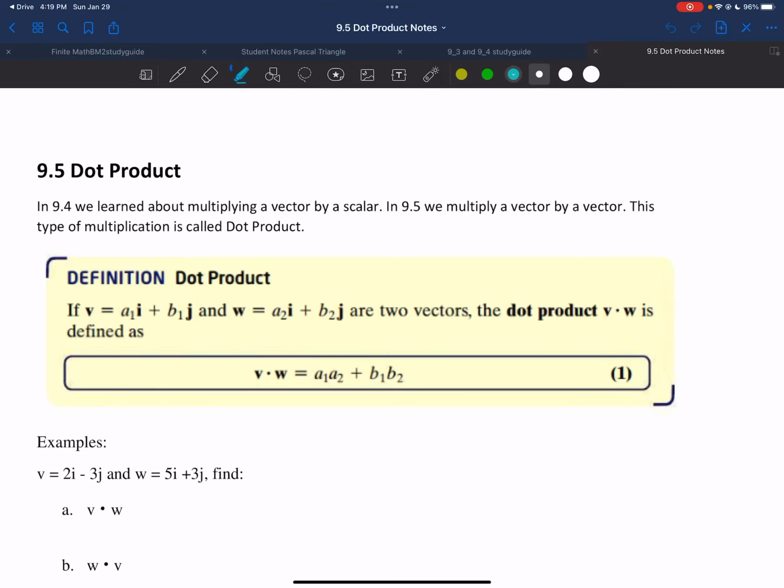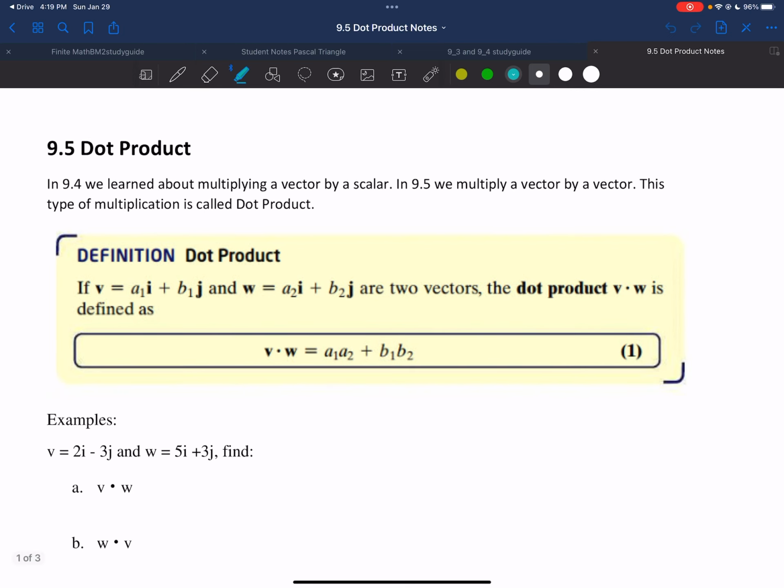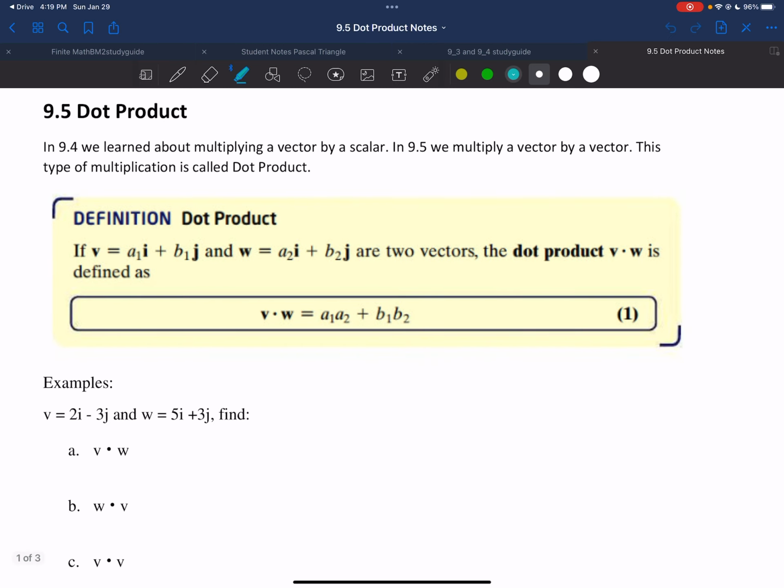Okay, this is section 9.5, and I'm going to go through the entirety of the notes, so this will be a little bit longer video, but please feel free to go ahead and fast forward if you have part of the notes that you already have.